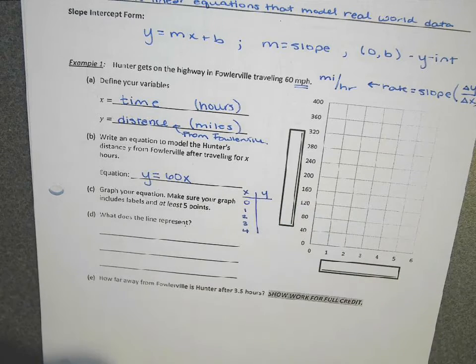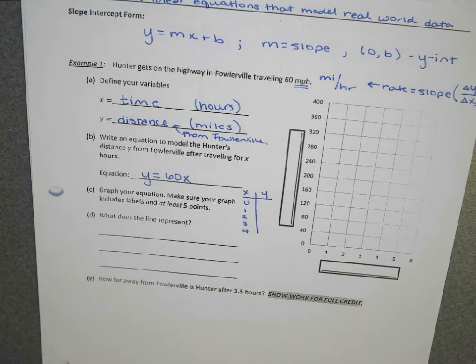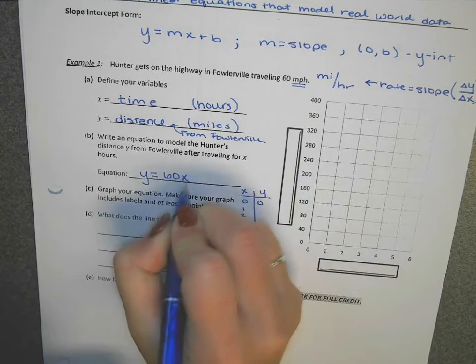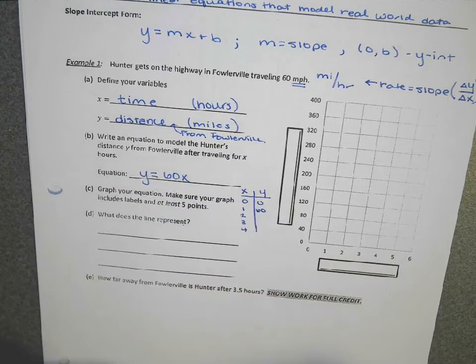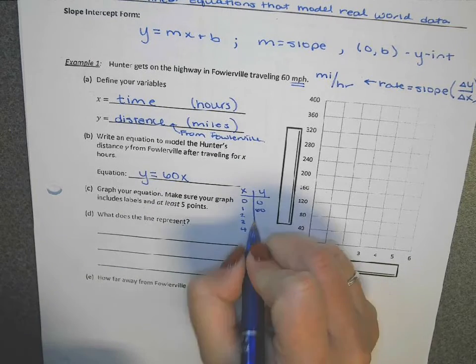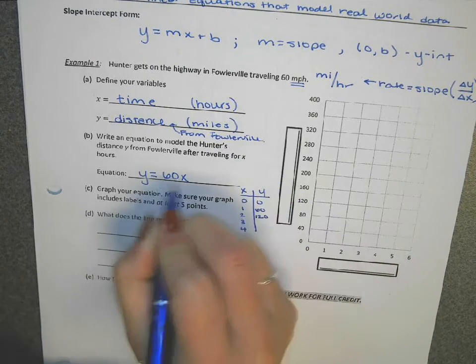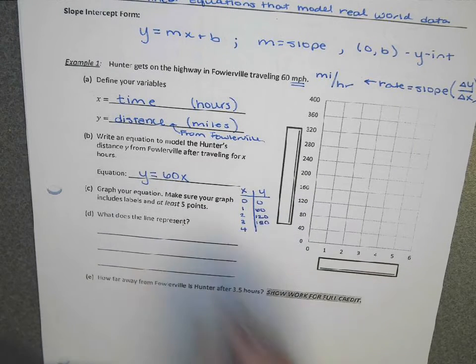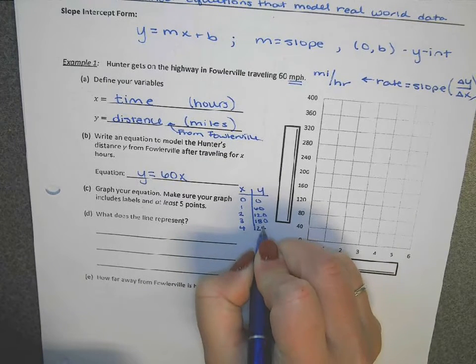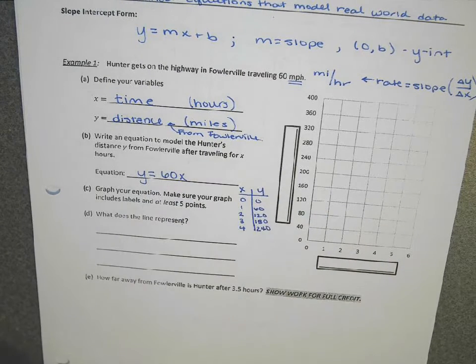There would be 5 points, 0, 1, 2, 3, and 4. If I plug in 0 for x, what's 60 times 0? 0. What's 60 times 1? 60. What's 60 times 2? 120. What's 60 times 3? 180. 60 times 4? 240. 4 times 6 is 24, add the 0.